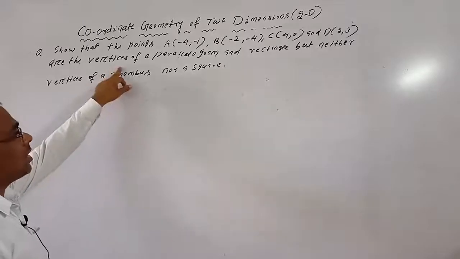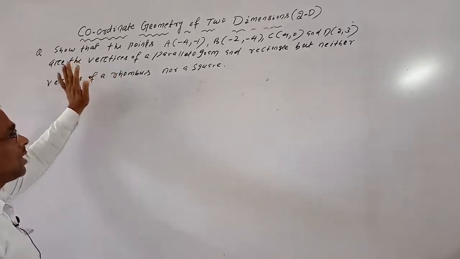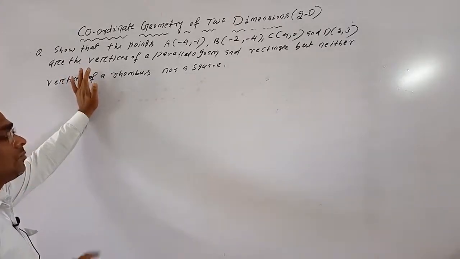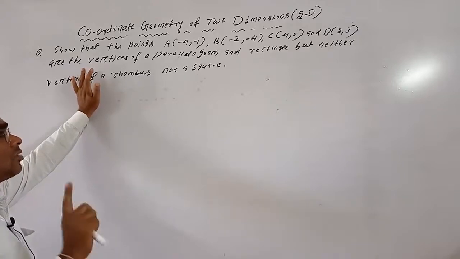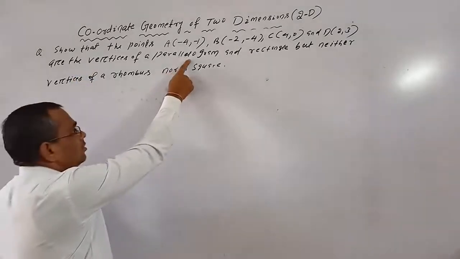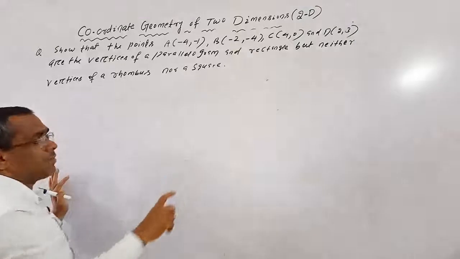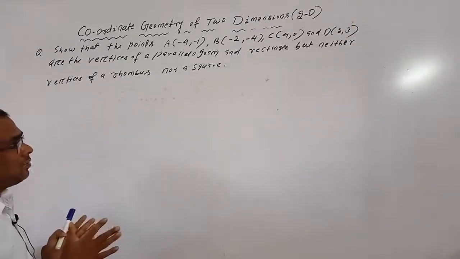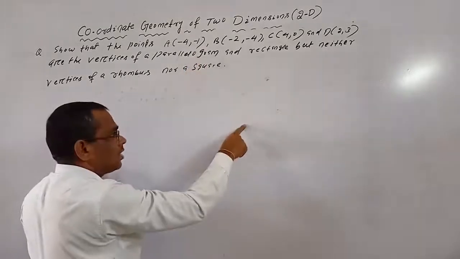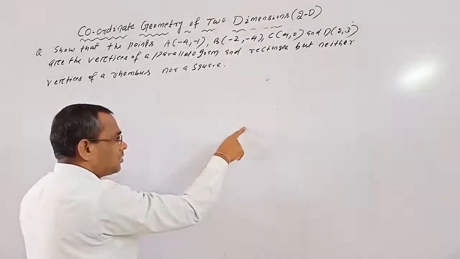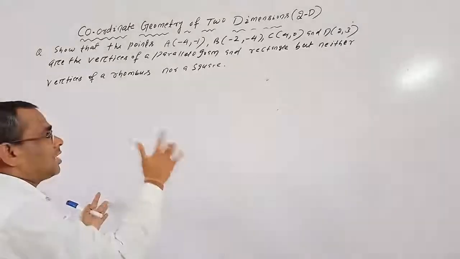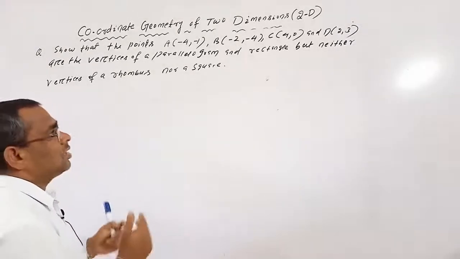You know, in a parallelogram, first you have to show that these are the vertices of a parallelogram and rectangle. So parallelogram means opposite side length equal, but diagonals are not equal. If diagonals are equal, then it is a rectangle. Or in a parallelogram, the diagonals bisect each other. So this parallelogram will be a rectangle if the lengths of the two diagonals are equal. If the diagonal lengths of a parallelogram are equal, that parallelogram must be a rectangle. Okay.